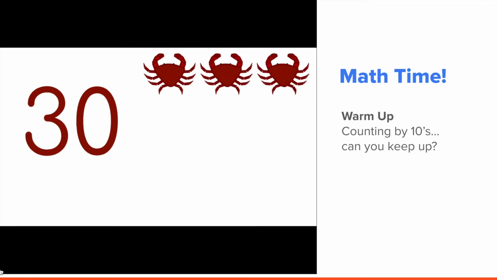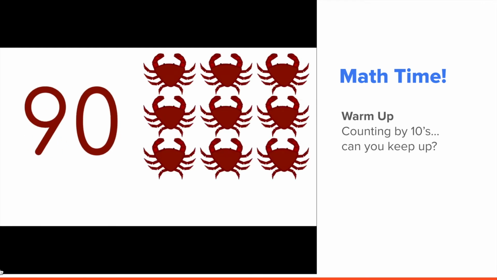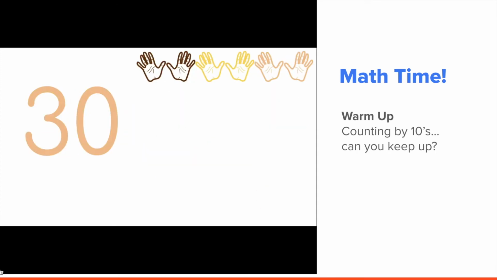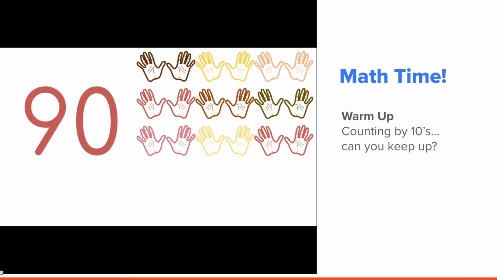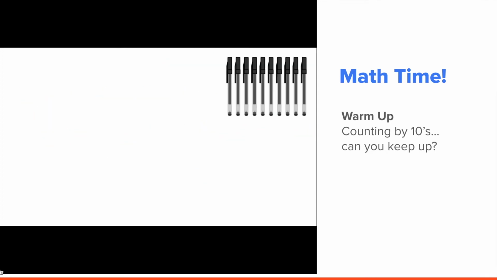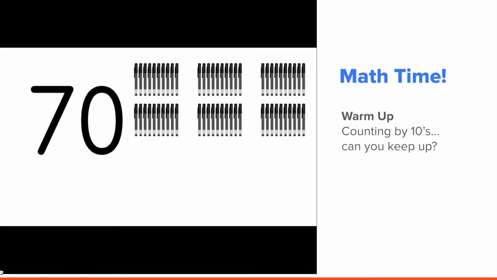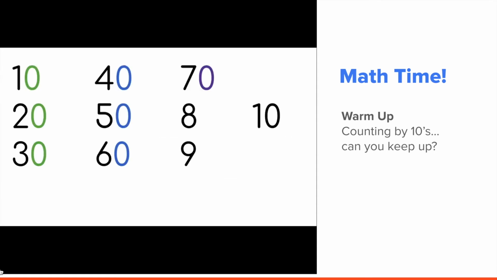10, 20, 30, 40, 50, 60, 70, 80, 90, 100. 3 groups of 10 is 30, 4 groups of 10 is 40, 70 is 7 groups of 10. It's like counting by ones with a 0 at the end.